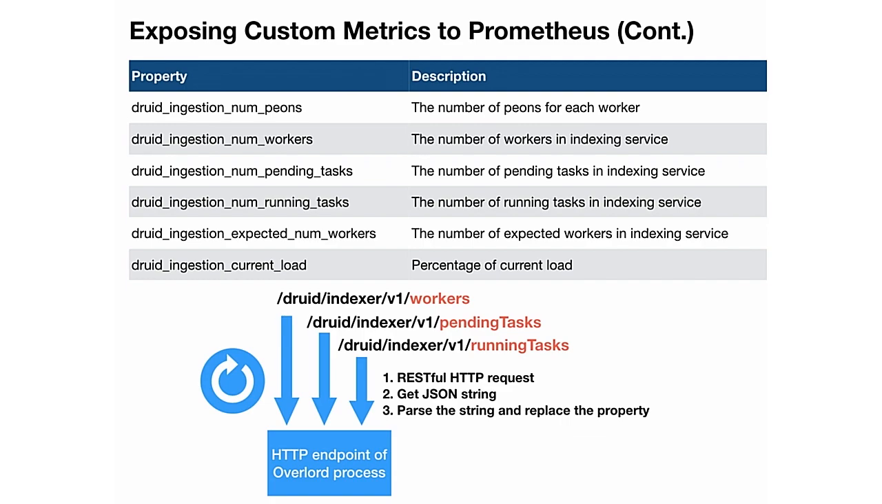Druid ingestion num workers means the number of workers in indexing service. Indexing service is provided by overload process. Druid ingestion num pending tasks means the number of pending tasks in indexing service. Druid ingestion num running tasks means the number of running tasks in indexing service. Druid ingestion expected num workers means the number of expected workers in indexing service. And Druid ingestion current load means percentage of current load.